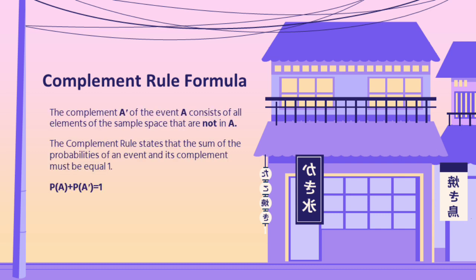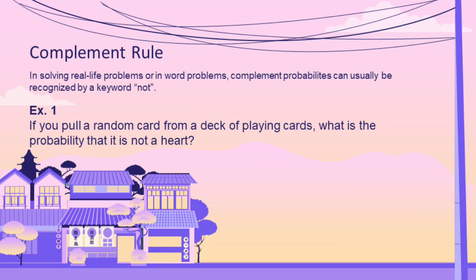The complement of the event A consists of all elements of the sample space that are not in A. The complement rule states that the sum of the probabilities of an event and its complement must be equal to 1. The formula would be probability of A plus the probability of the complement of A is equal to 1. In solving real-life problems or word problems, complement probabilities can usually be recognized by a keyword, not. Let us examine this example.